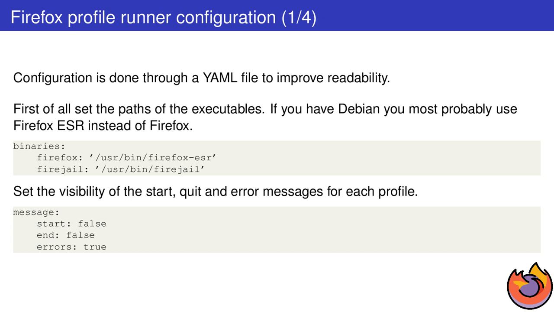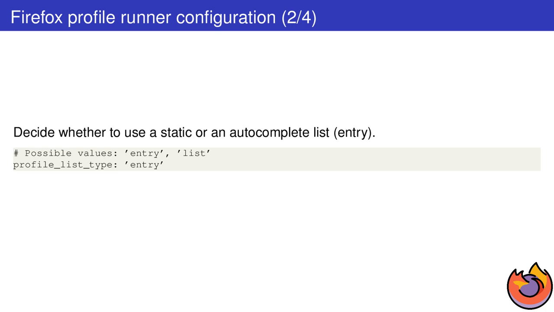Let's see how the YAML configuration file is structured. First of all, you can define the path of the two binaries. If you use a Flatpak package, for example, you must fix these paths. You can also decide whether to show or hide the status messages. Personally, I keep the error messages active to detect typos in the configuration, for example, while I disable the other two. By setting the profile list type value, you can decide whether to show a normal list or an autocomplete one, as we've seen before.